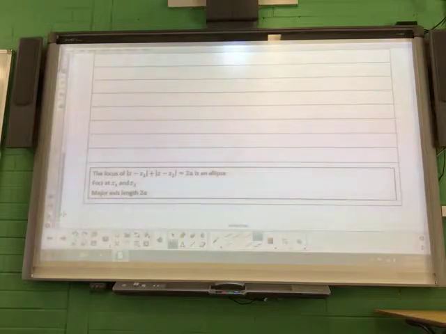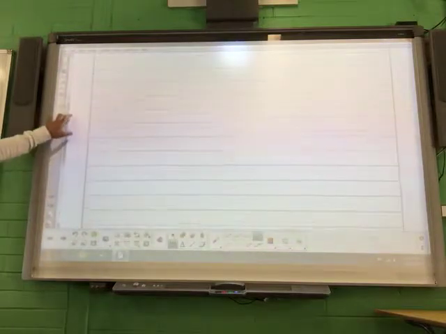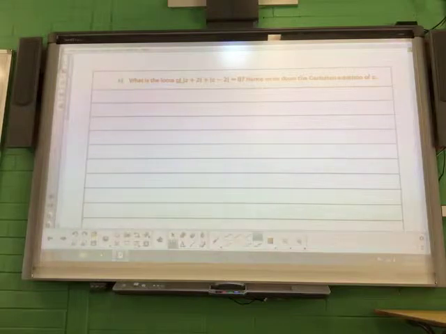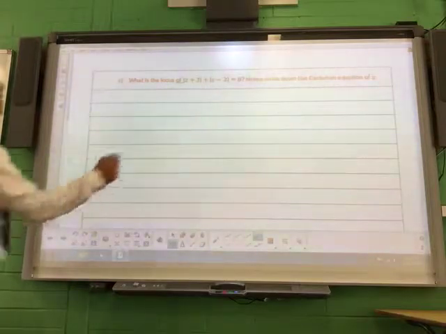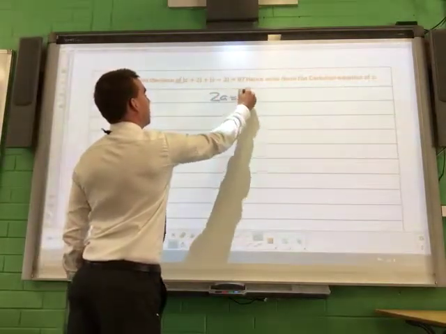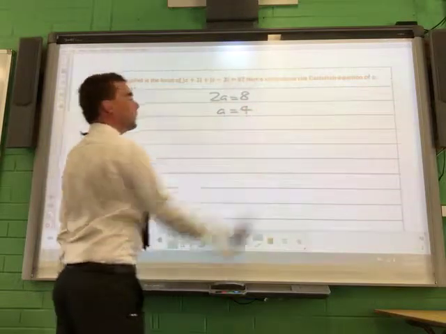So the locus of the modulus of z take away z1 plus the modulus of z take away z2, when you add them together, equal to 2a, will be an ellipse, with the foci at z1 and z2 and the major axis length of 2a. So where's the focus? Plus or minus 2 on the x-axis, and we know that 2a is 8, so a is 4.